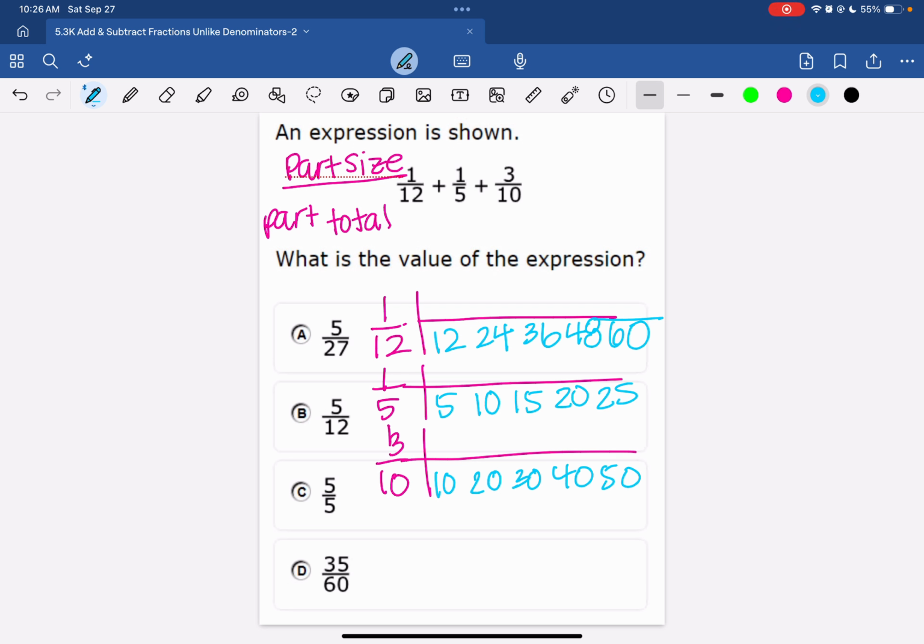But I do know that 5 does go into 60. So I'm going to add the 60 there. And then if I went one more, I would end up with 60. So let's go ahead and skip count the top for both, or all three, sorry.